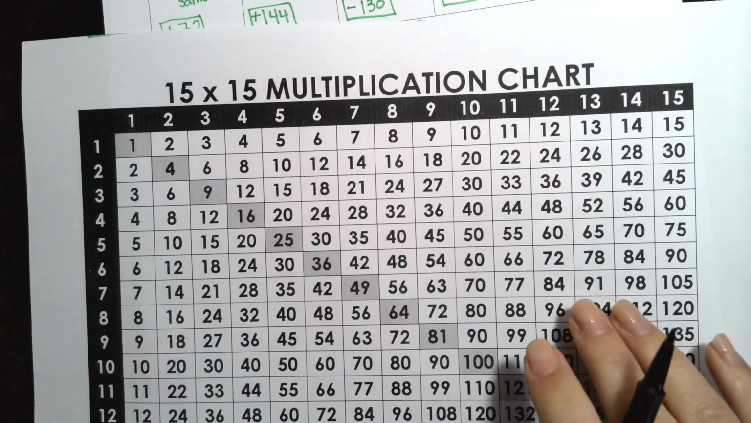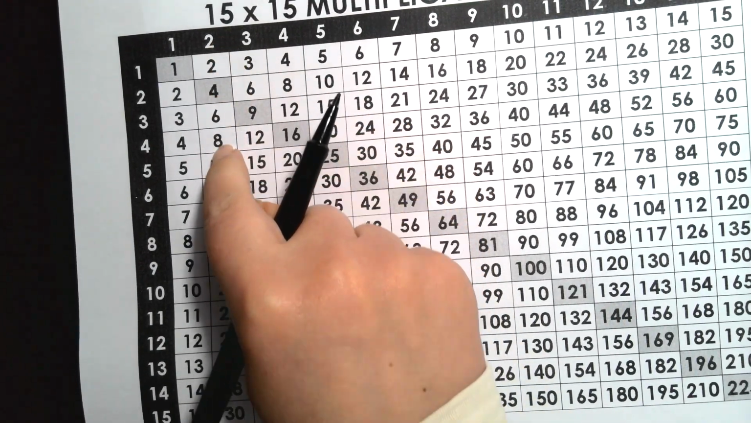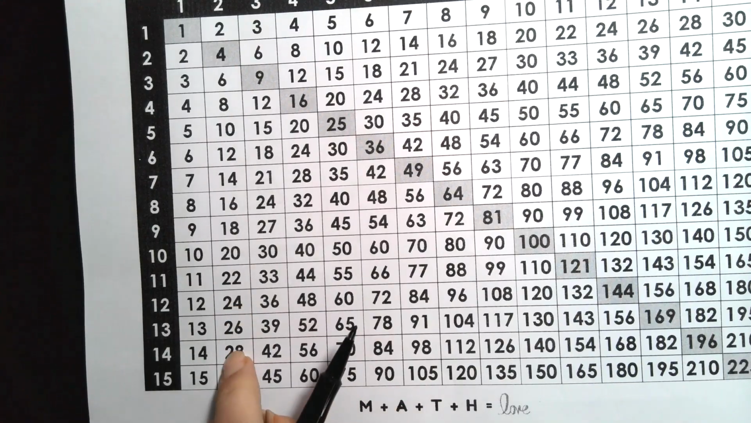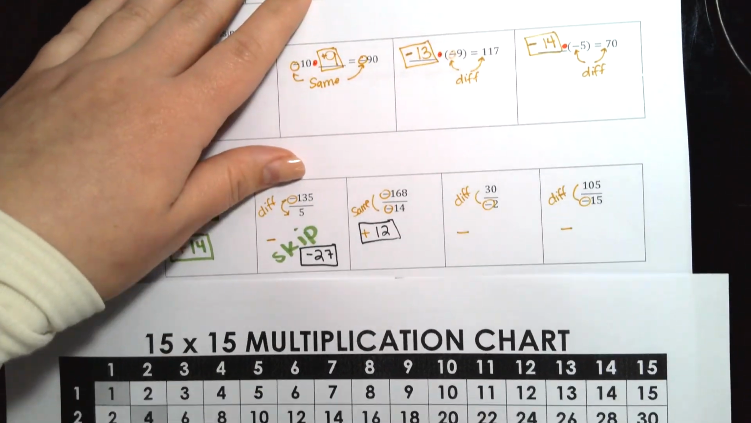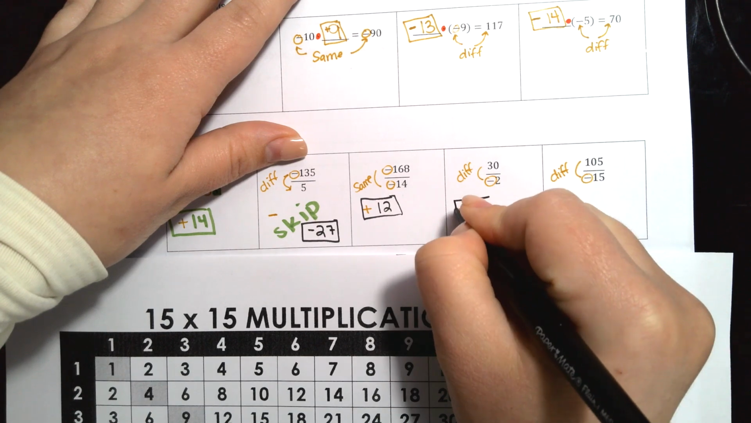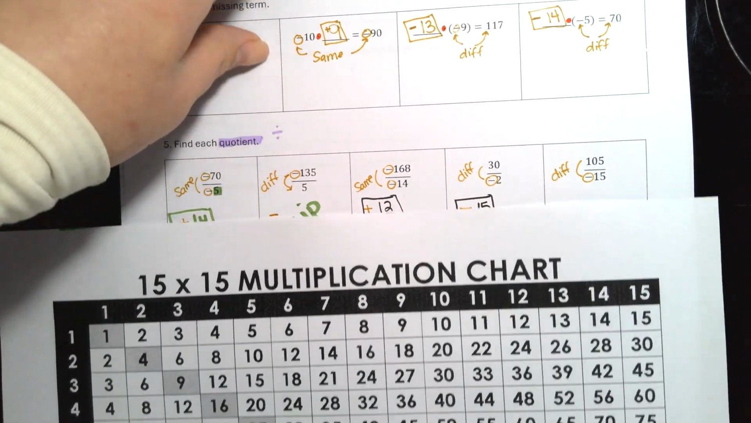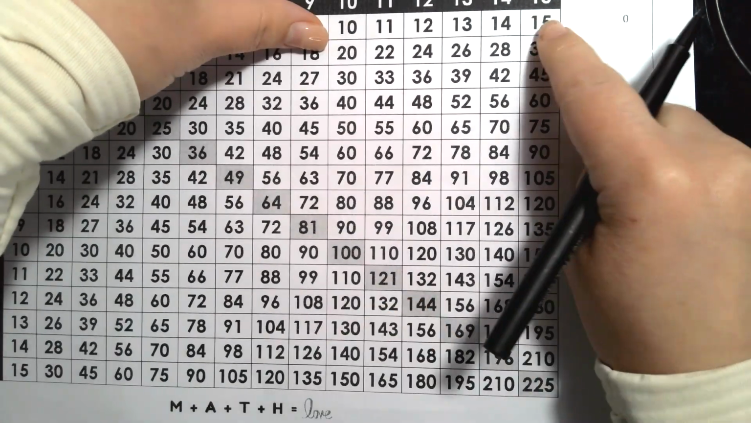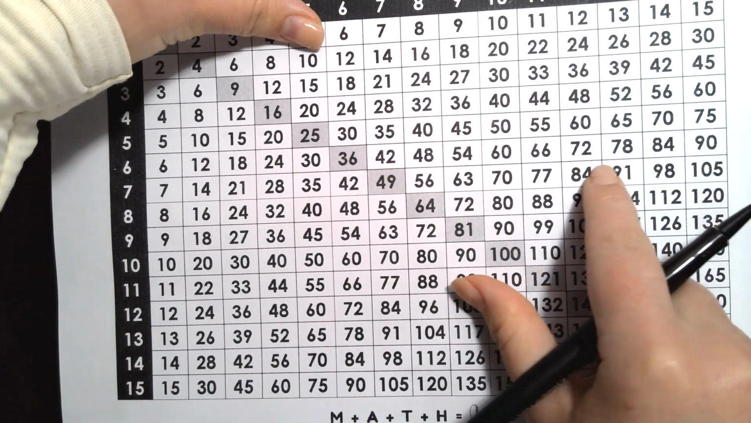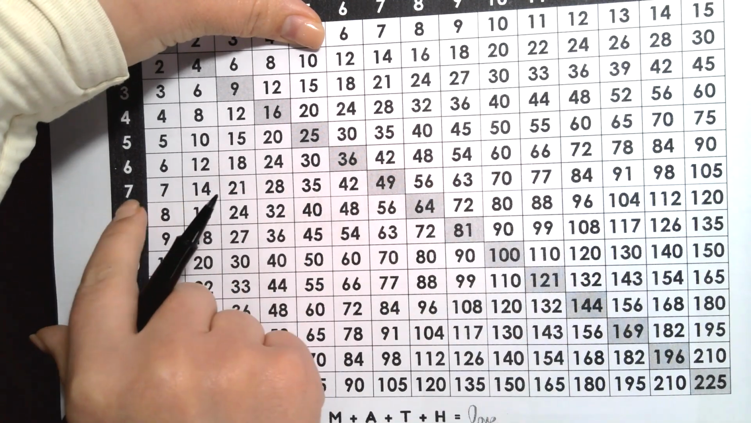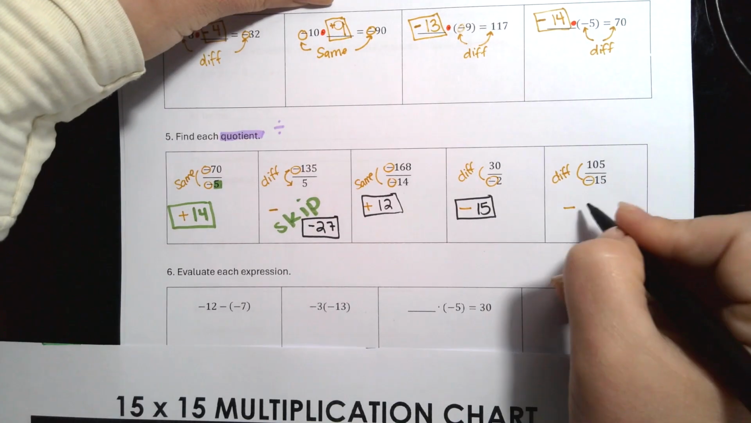2 and 30, so find 2, and then we're looking for 30 all the way down here. I get -15. And then 15 and 105. So here's 15, and I'm looking for 105. There it is. Drag your finger across here, and I get -7.